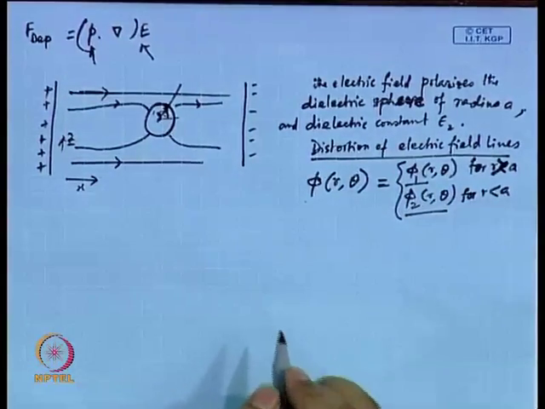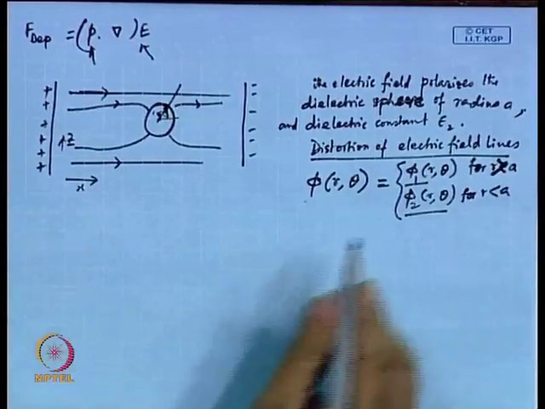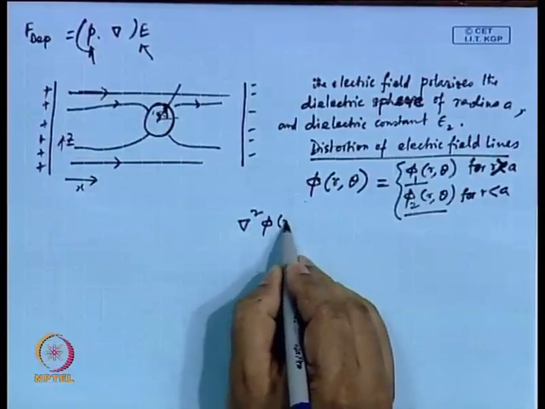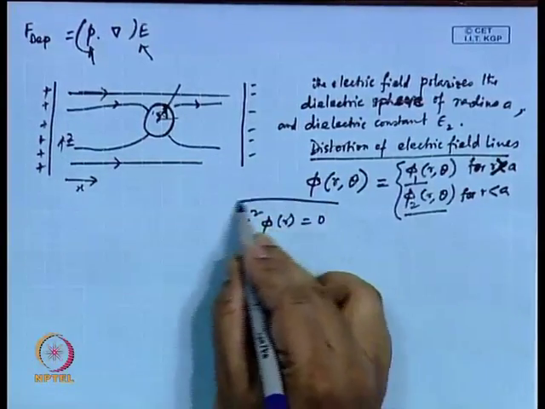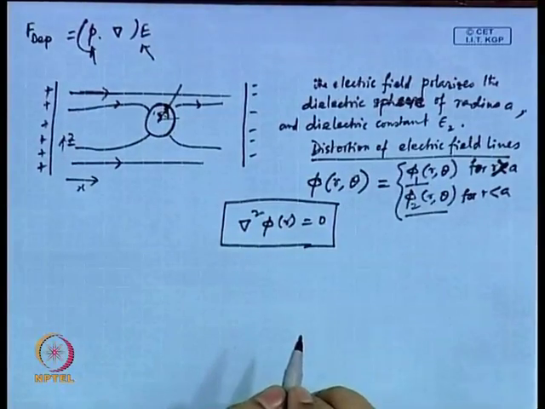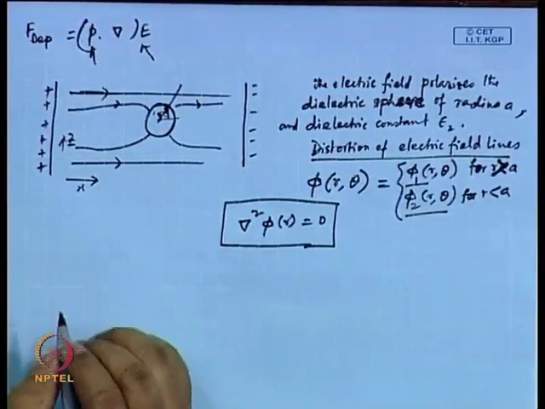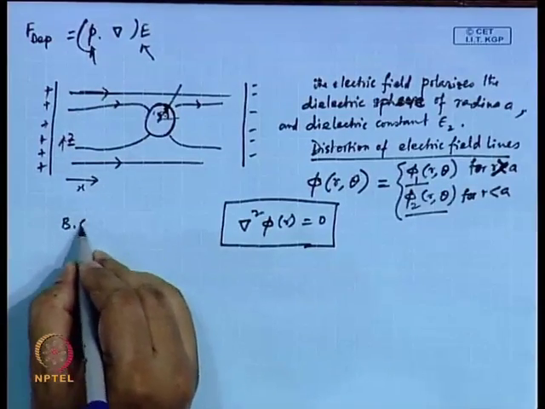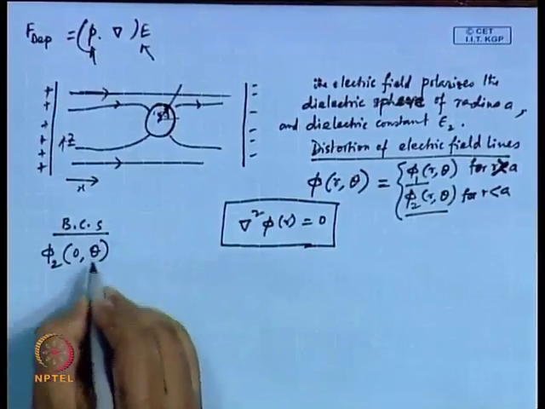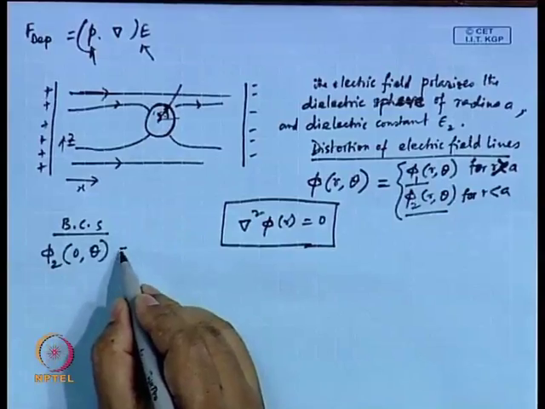Now, what you need to finally solve here to find this P is del square phi equal to 0. This is the governing equation for the fluid and sphere that needs to be solved. However, there are boundary conditions. The boundary conditions are: phi 2 at 0 theta, phi 2 being inside the sphere, inside the particle, is finite.